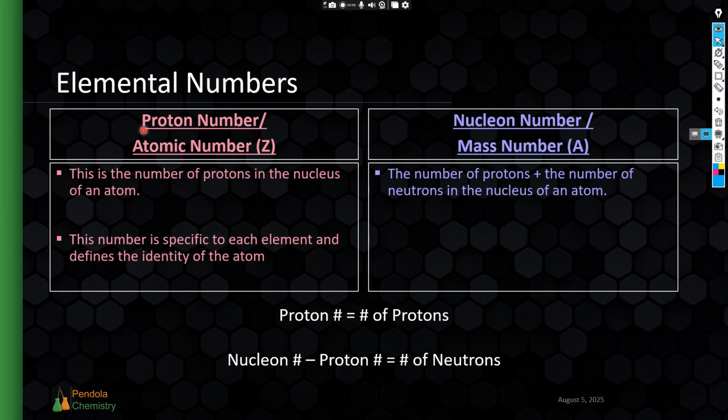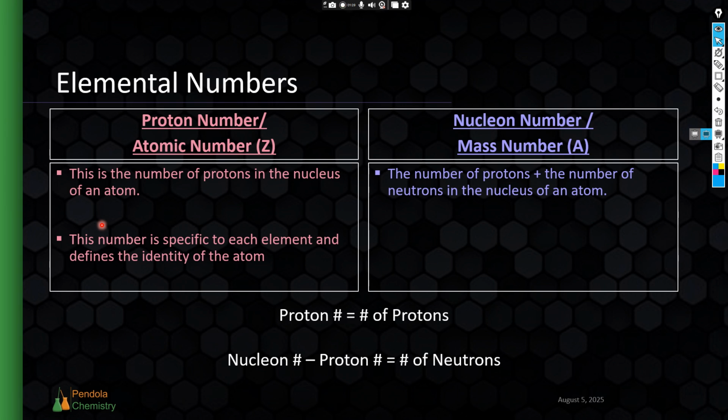The atomic number or proton number is usually symbolized with the letter Z. So if you see Z somewhere on a problem, it is more than likely standing in for the atomic number of that element, or the proton number. Now, the proton number, atomic number, is the number of protons in the nucleus of the atom. So it's very straightforward, like the name implies. The number is specific to each element, like we mentioned before.